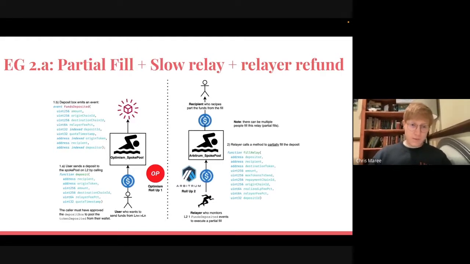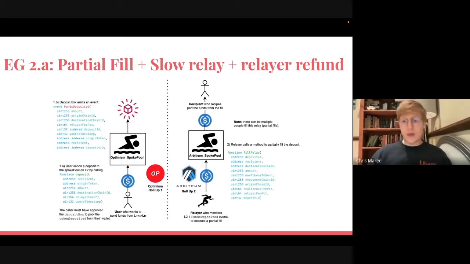So as before, the user calls deposit, they specify their parameters, we emit an event. On the destination chain, the relayer calls fill, they fill the relay. So nothing has changed at this point. But now let's assume that the amount that they're actually filling is not the total amount. They've partially filled the relay.